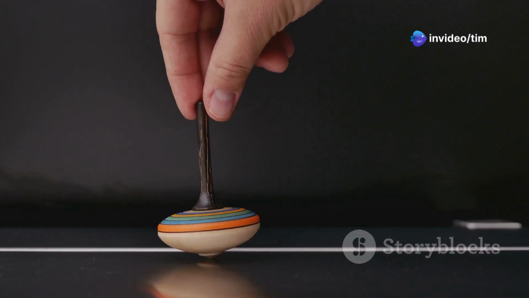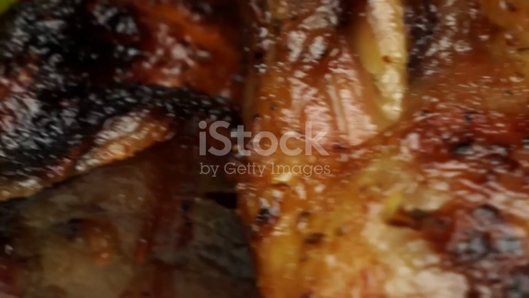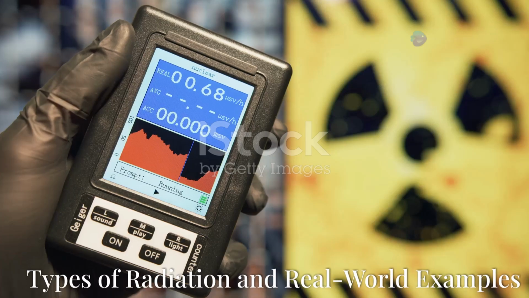Think of it like a spinning plate. If the plate is balanced, it spins smoothly. But if it's off balance, it wobbles and might fall off. Radioactive decay is like the plate trying to find its balance again.